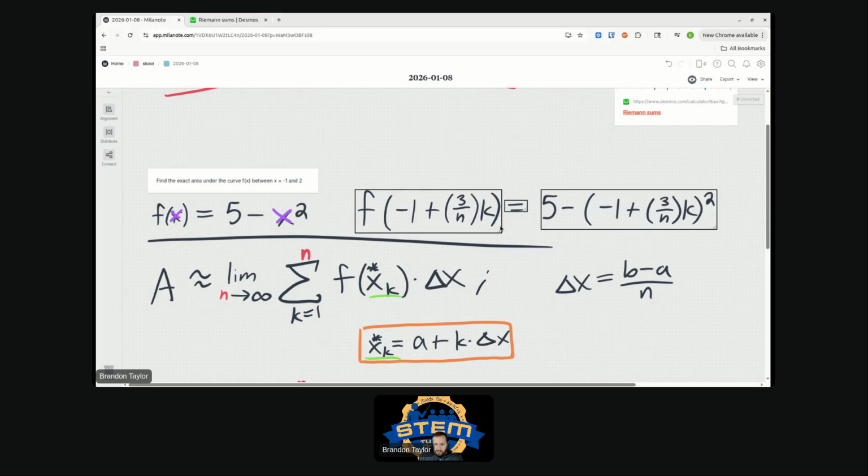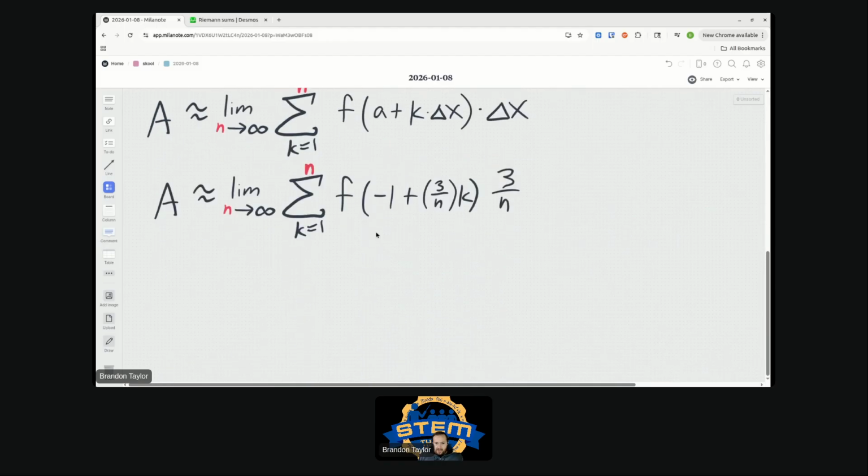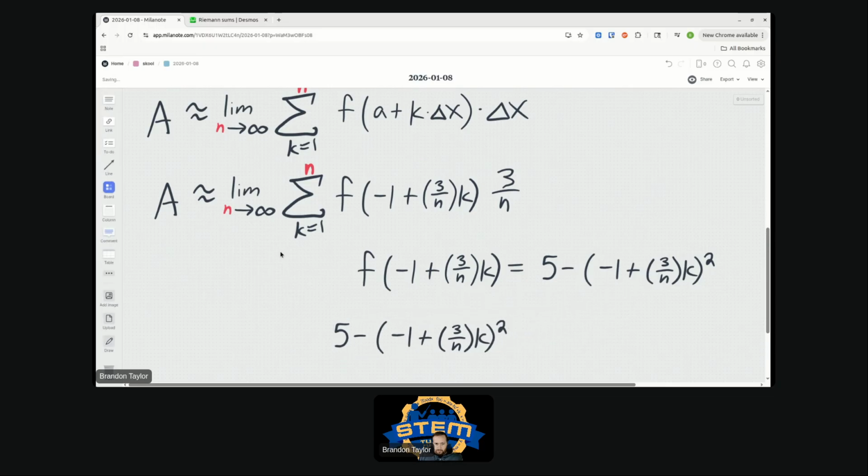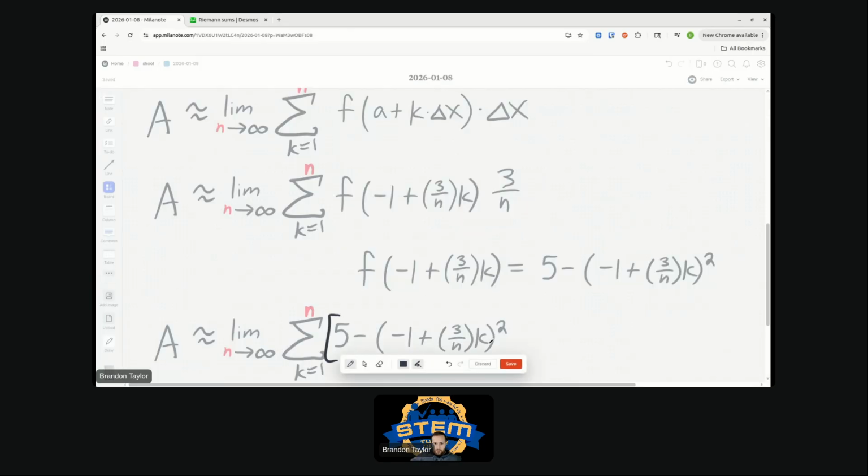Hopefully it's clear that that's what the formula would be. Wherever you see x, I just replaced it with that. So that's what we're going to do here. When we take that into account, I'll just pop that in where the old formula was. And then now we're trying to do this. And then the whole thing, by the way, times the delta x, or the 3 over n on the outside. Now this is getting crazy, right?